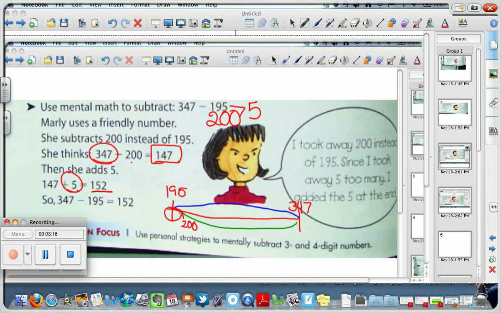So for me in my brain, I can sort of see what she's doing. But to me, it makes way more sense to do it, if I was going to make a friendly number, the first strategy, where I just make both numbers bigger by the same amount. Did that make more sense to most of you?